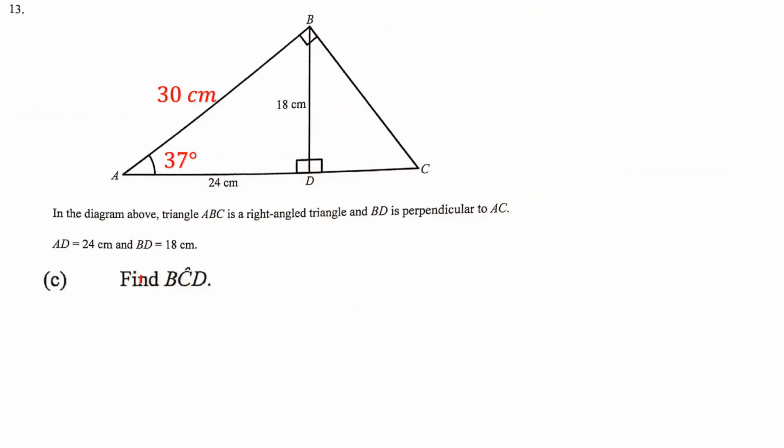Here we have to find angle BCD. What is BCD? Okay, so B is here, C is here, and D is here. So we're actually looking at this triangle, BCD. It is again a right triangle, so that's good. This right here is a right triangle, so this side is the hypotenuse. The side that is opposite the right angle is the hypotenuse.